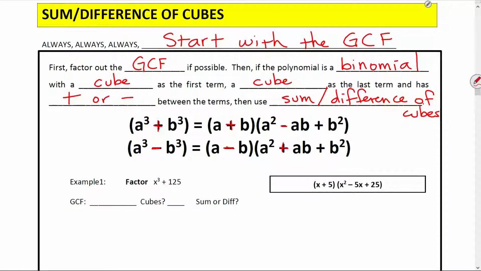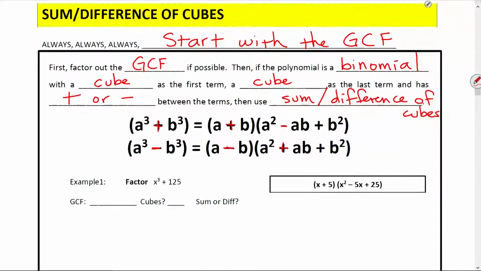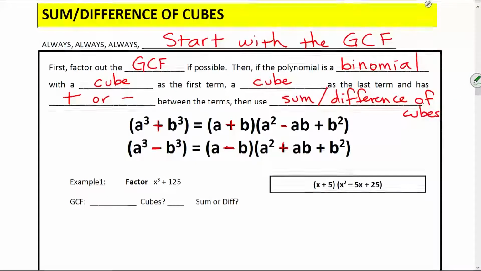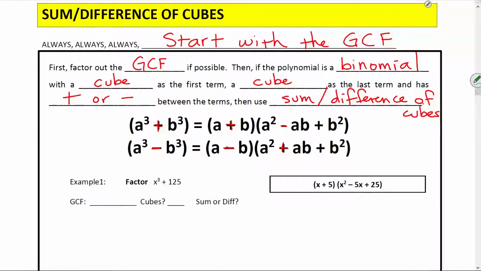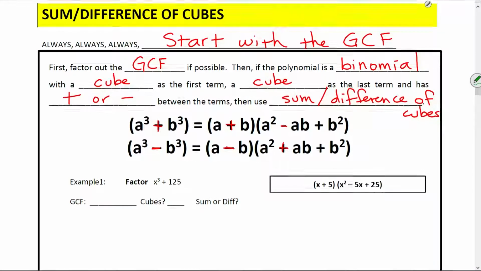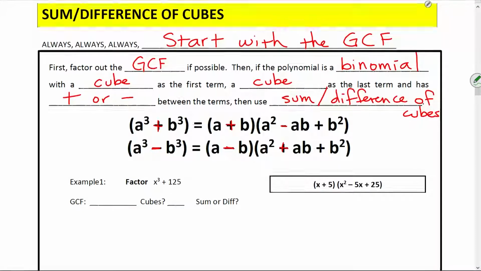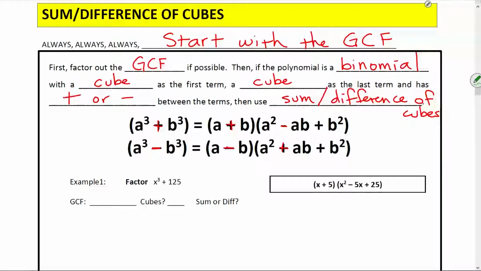So here's the first one. Example 1, we're asked to factor x cubed plus 125. Now, is there a GCF, a number that divides evenly into x cubed and 125? And the answer is no, because the leading coefficient is 1. I have no variables in 125, so there's no GCF.